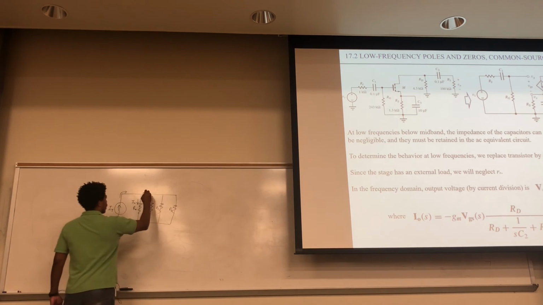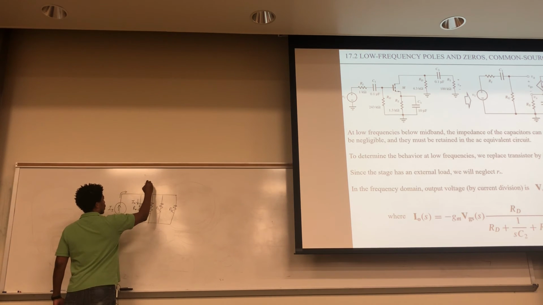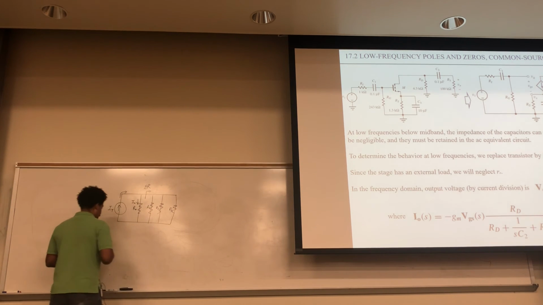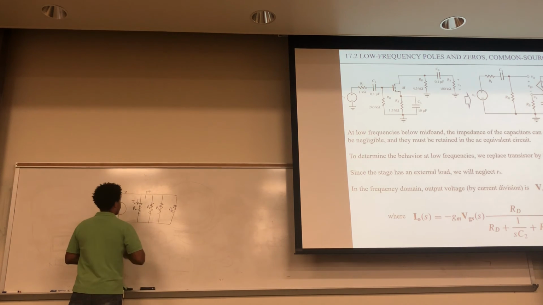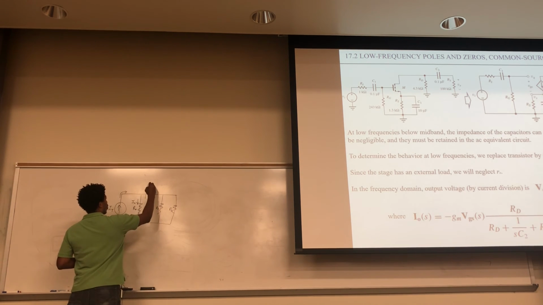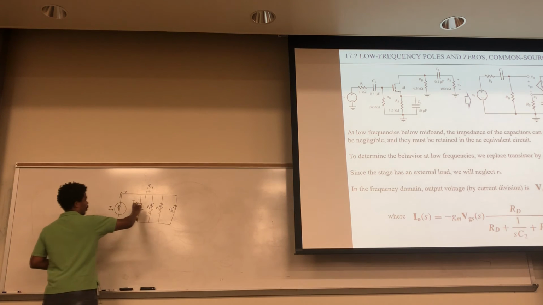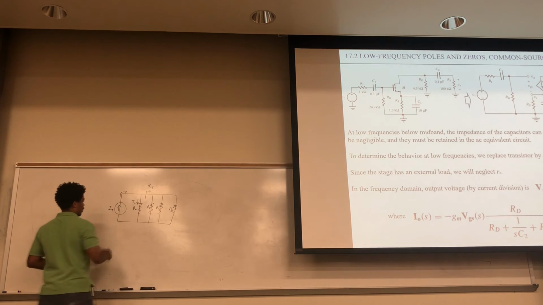So this right here, we'll call this like the sum of these R's. Well, that's probably a bad way to label that. So let me just call this RT, the total of that resistance looking in that direction.